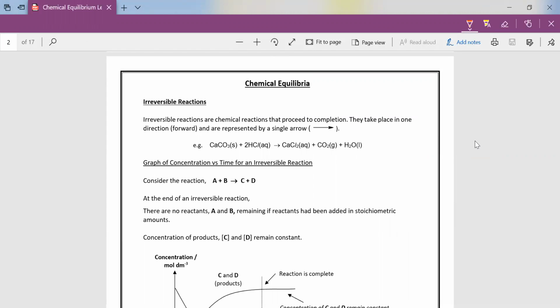But first, a couple of examples for irreversible reactions, such as the reaction of carbonate with acid. Once you react calcium carbonate with acid, you realize that the products that are evolved will not form back to get back your reactants. So this is one example of irreversible reactions.